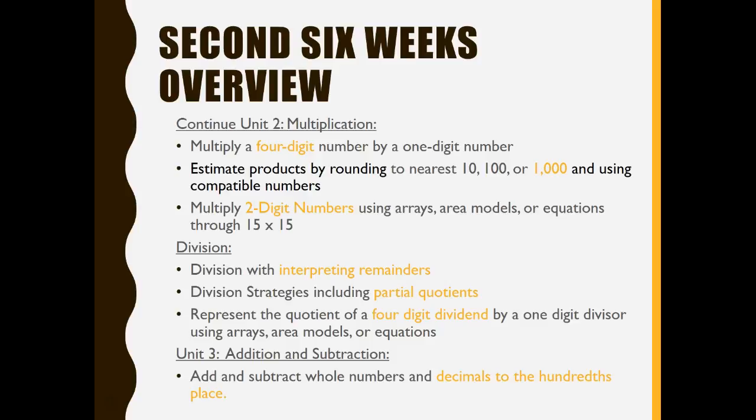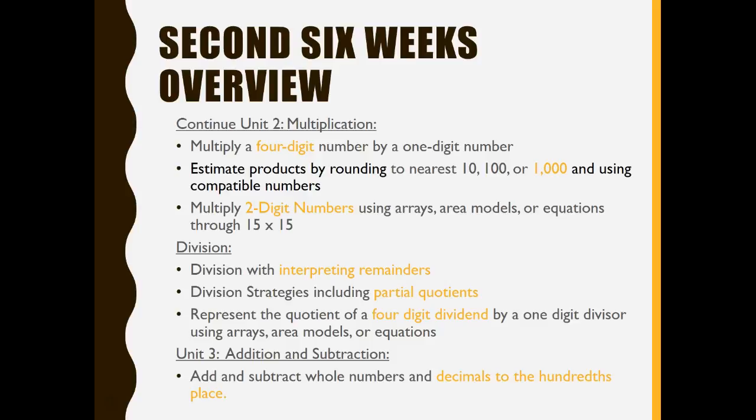For the second 6 weeks, you're going to continue with Unit 2, multiplication. Notice anything highlighted yellow is what's different from 3rd grade to 4th grade. You're going to multiply a 4-digit number by a 1-digit number, whereas 3rd grade did a 2-digit number by a 1-digit number at the most. You estimate products up to 1,000, whereas in 3rd grade they stopped at 100. You multiply 2-digit numbers, 2 by 2, whereas they only did 2 by 1 in 3rd grade.